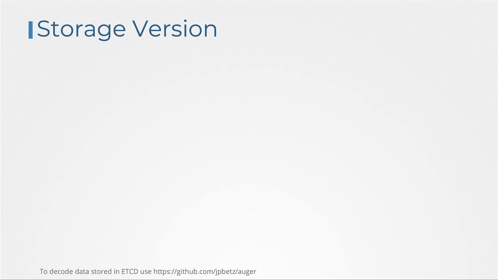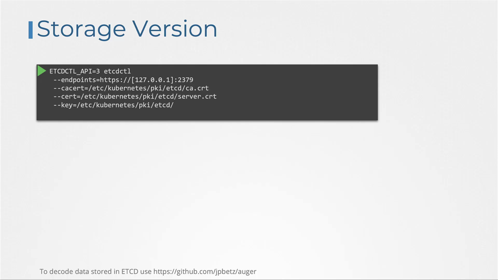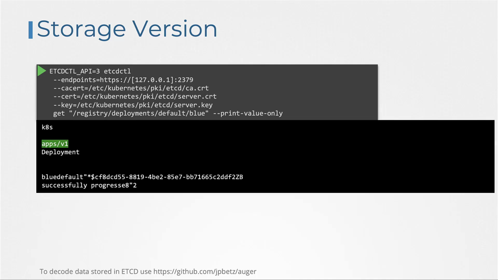So one way to find that out is by looking at the stored object in etcd itself by querying the etcd database directly. Here's a sample command where we are querying the blue deployment object using the etcdctl utility using the get command, and in the output we see the API version to be apps/v1.